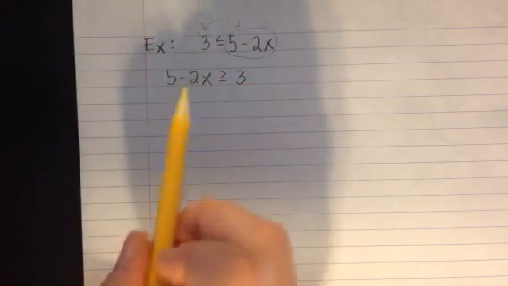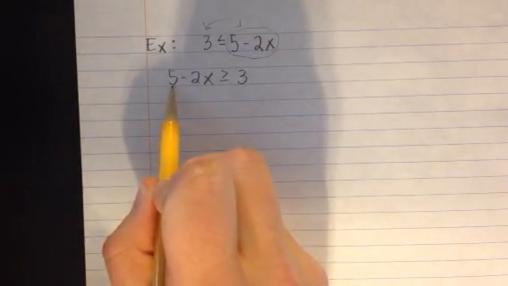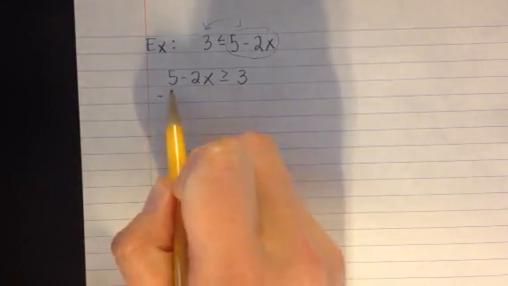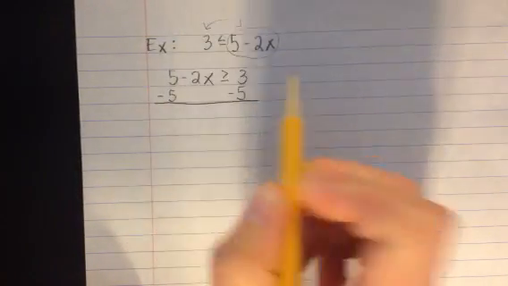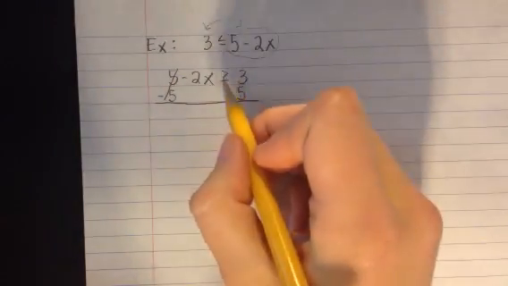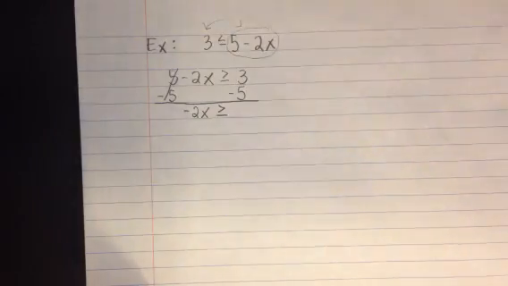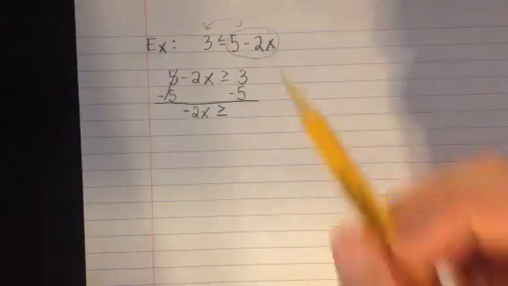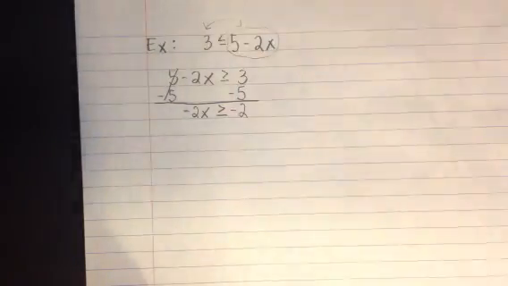In order to get x by itself, I need to do the addition or subtraction first. Since that's a positive 5, I need to subtract 5 from both sides. Remember, it's okay to subtract. That doesn't switch our symbol here, only when we multiply or divide by a negative. Okay, so that canceled. We dragged down negative 2x. 3 minus 5 is negative 2.